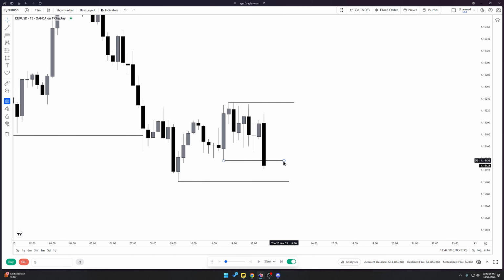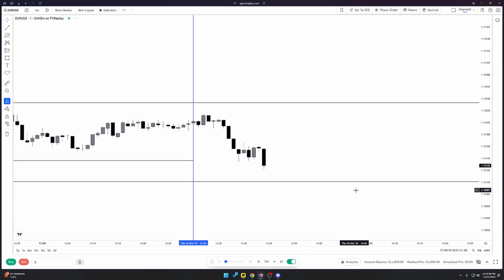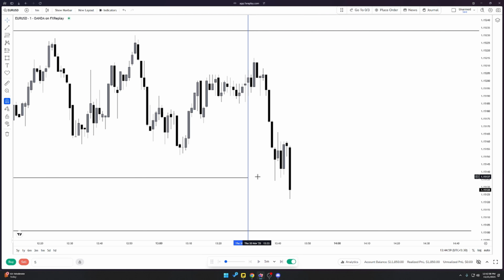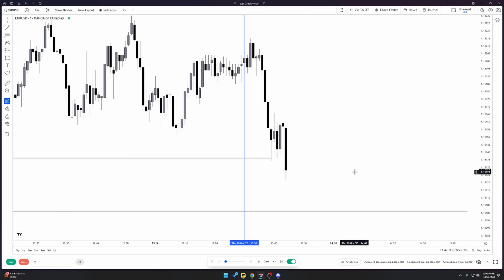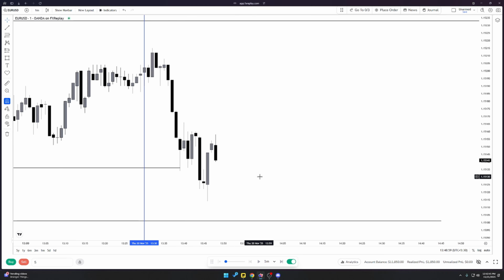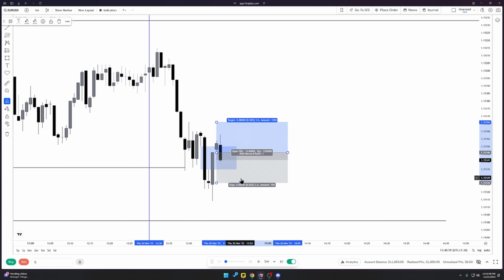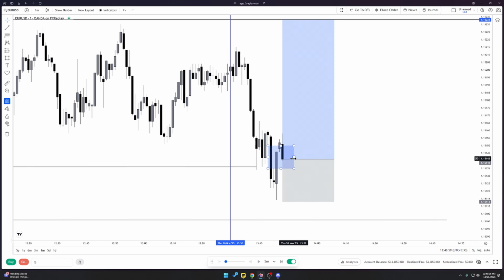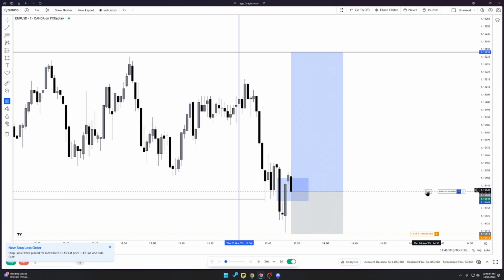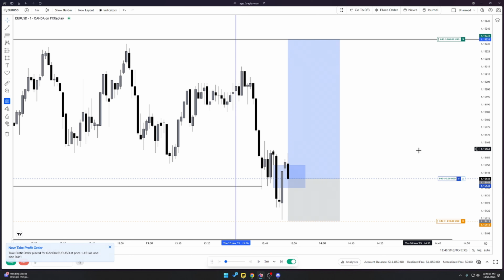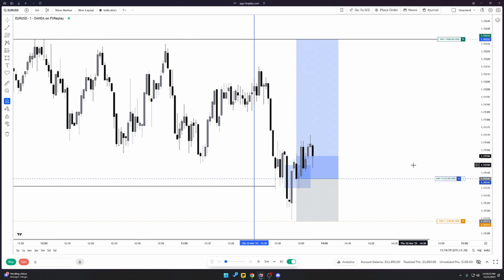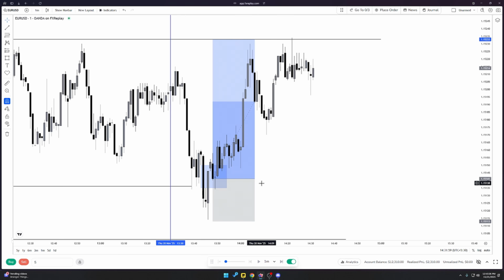The market takes out our sell-side liquidity at 1:30 p.m. Indian time and 3 a.m. Eastern time. Next, we drop down to the 1-minute time frame for entries. Notice this, we have an inverse fair value gap. We will enter long at this gap, place our stop below the low, and target the buy-side liquidity. You can see how clearly the market respected our gap and delivered a clean target.